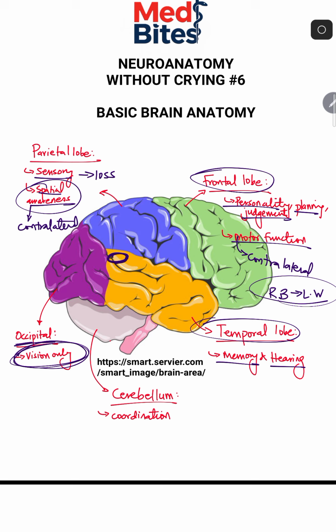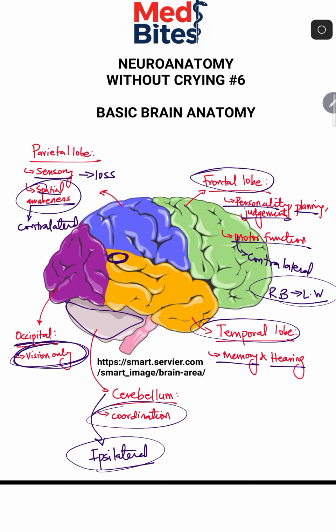Now, you also have the cerebellum, which is this small mini brain right here, and it's responsible for coordination. Damage causes ataxia, dysmetria, intention tremors, and slurred speech. Cerebellum is ipsilateral, meaning that whatever problem happens here, so let's say the left side, the damage is going to present itself on the same side in the body. So it's ipsilateral. Left equals left.